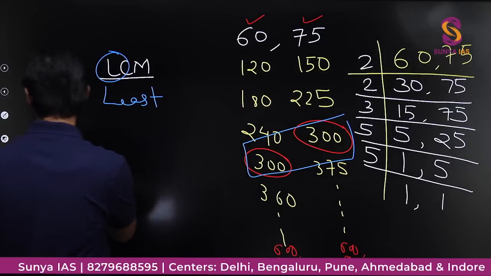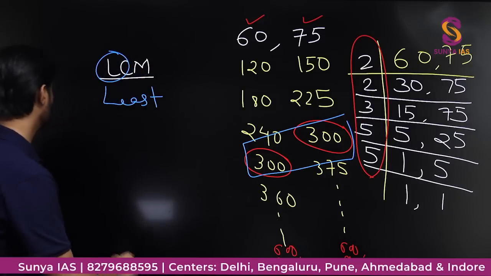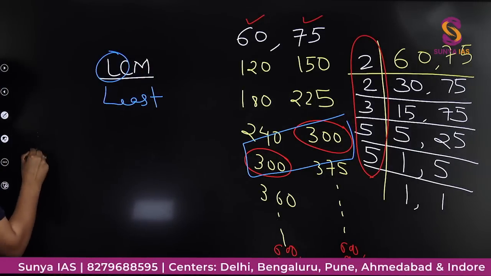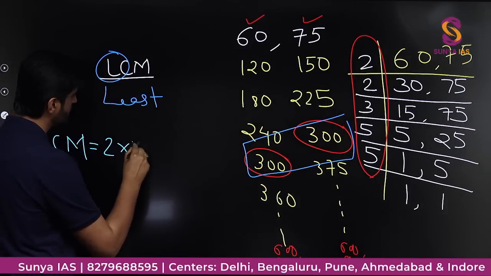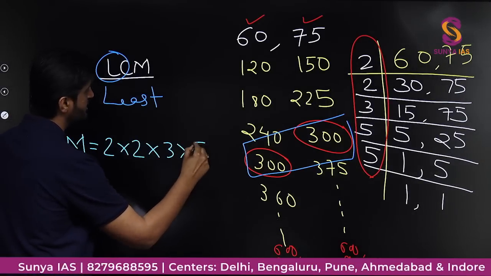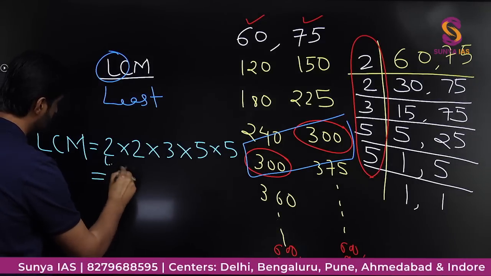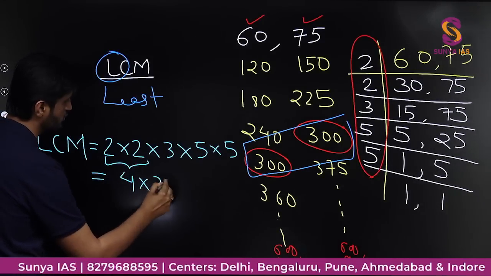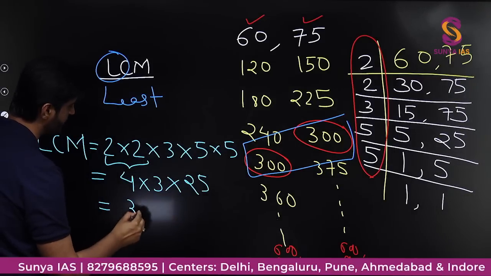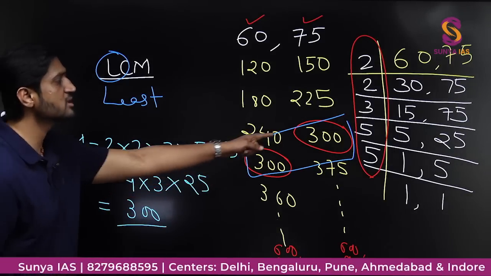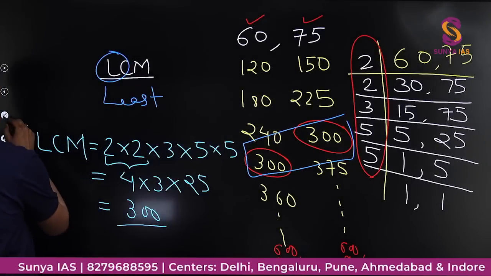Now if I multiply all these values, I will get the LCM. So LCM is going to be nothing but the multiplication of 2 into 2 into 3 into 5 into 5. If you solve this, you will get 4 into 3 into 25. Further, on multiplication you will get the value 300, which is the same as the value we just calculated. So that is the process of calculating LCM.